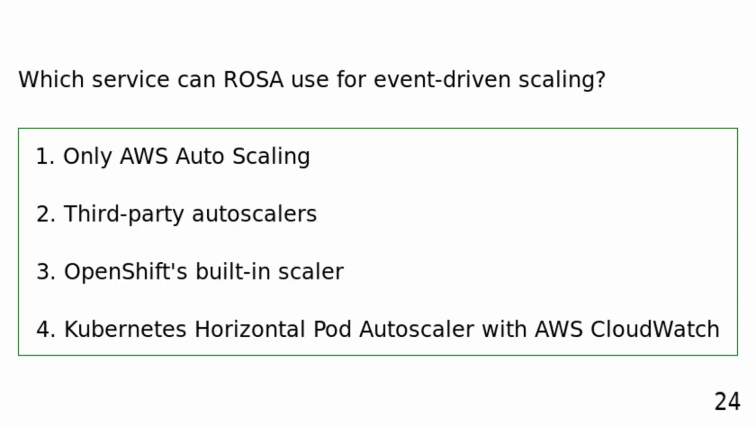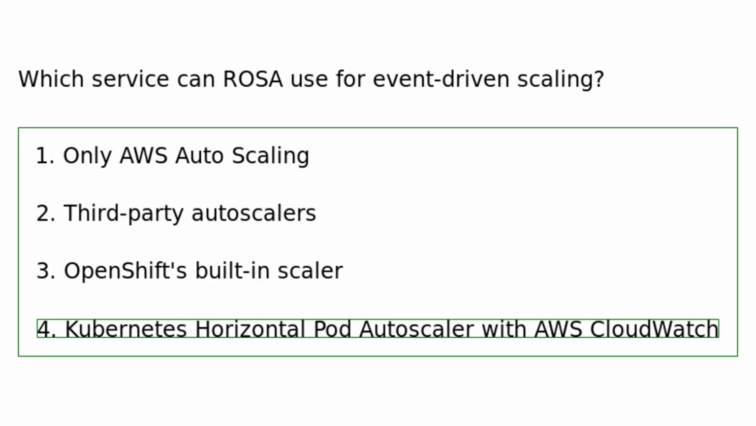Which service can ROSA use for event-driven scaling? Only AWS auto-scaling. Third-party autoscalers. OpenShift's built-in scaler. Kubernetes horizontal pod autoscaler with AWS CloudWatch. ROSA can use Kubernetes horizontal pod autoscaler with AWS CloudWatch metrics for event-driven scaling.